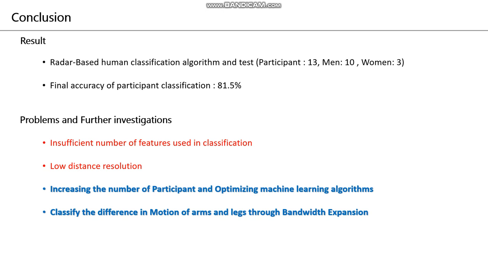In this study, we proposed and measured a human body classification algorithm, and as a result we were able to obtain 81.5% accuracy. In this study, there were problems with the lack of characteristics used in the classification and the low distance resolution compared to the human body. But these problems can be solved by increasing the number of people for learning, optimizing the machine learning algorithm, expanding the bandwidth, and classifying the motion difference between the arms and legs as feature points.